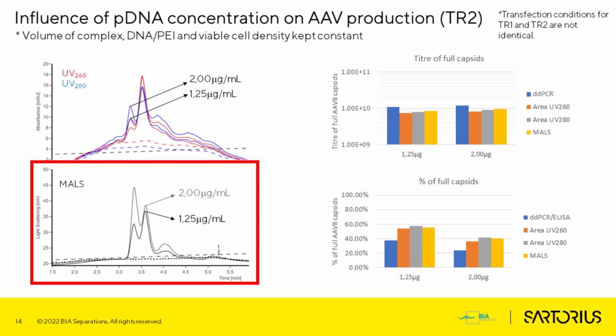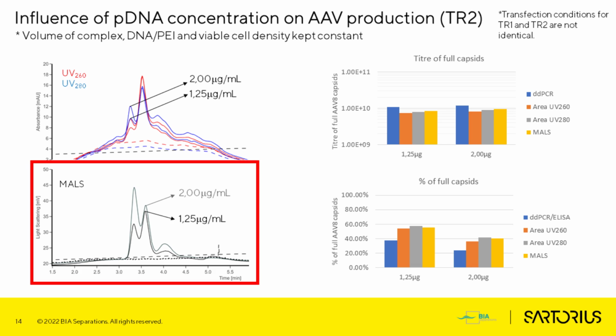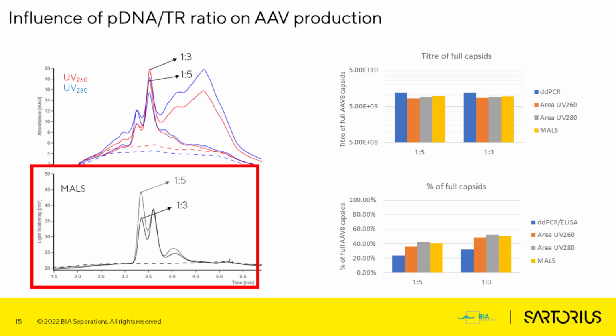So for this experiment, we kept the viable cell density constant, and in the previous one, we kept DNA per million viable cells constant. But the trend is observed in a similar way. The less DNA you use, you have fewer empty particles. This is not to say that this is how it's going to work in your experiments. It is always a good idea that you test your conditions, the particular plasmids that you use, and your transfection reagents, and see if you observe the same.